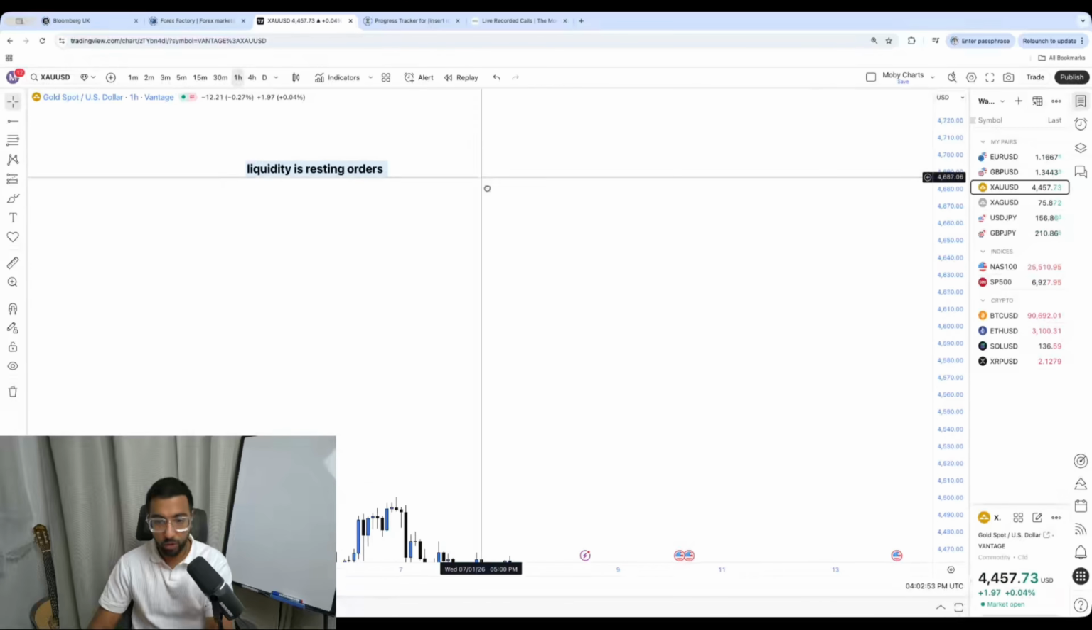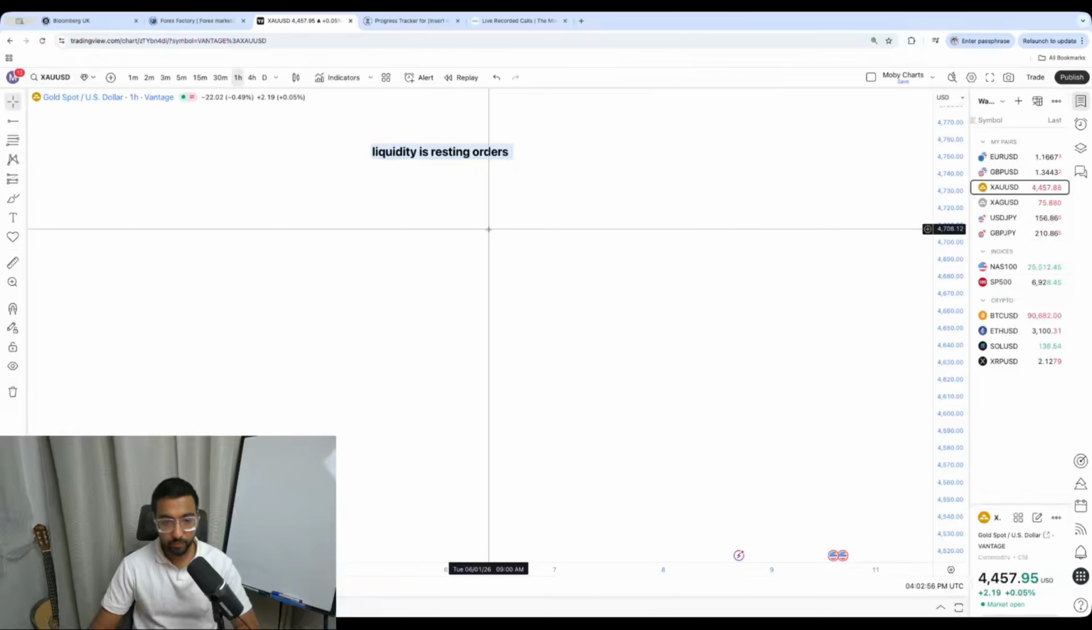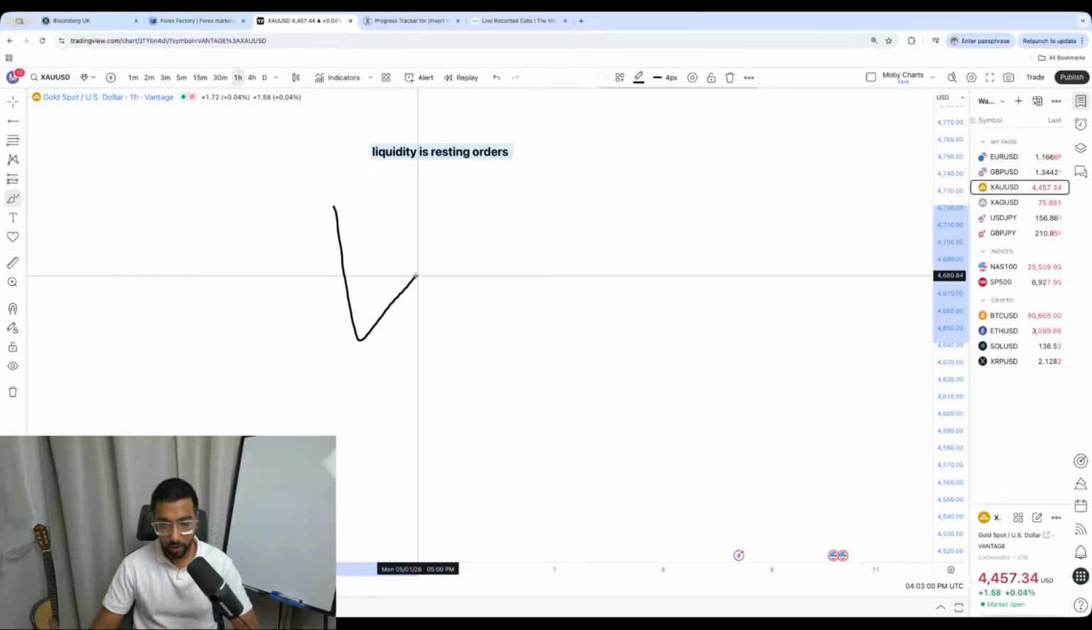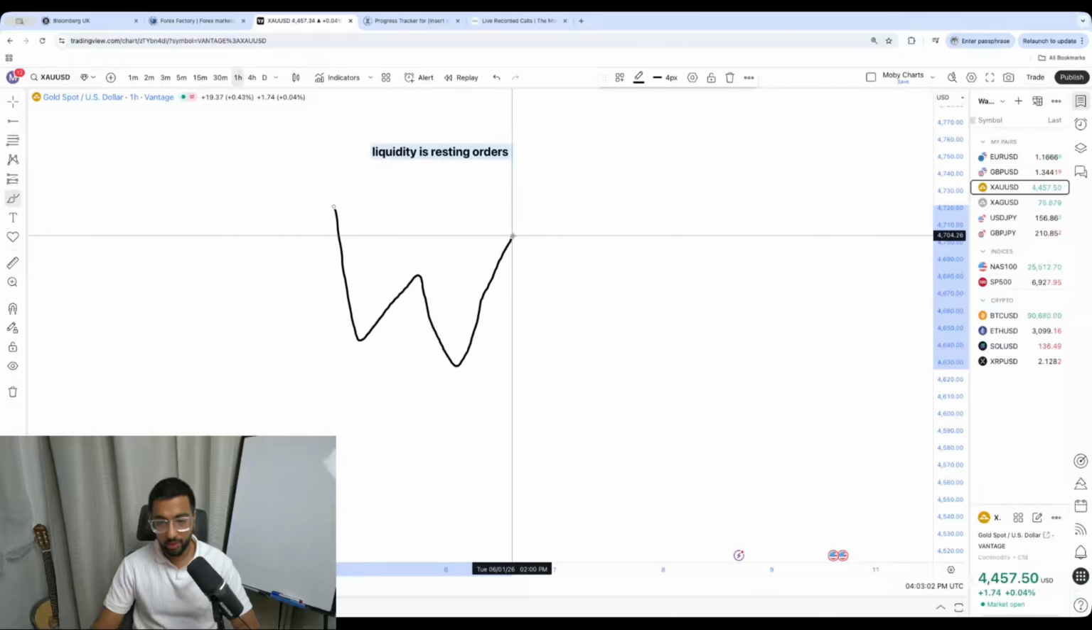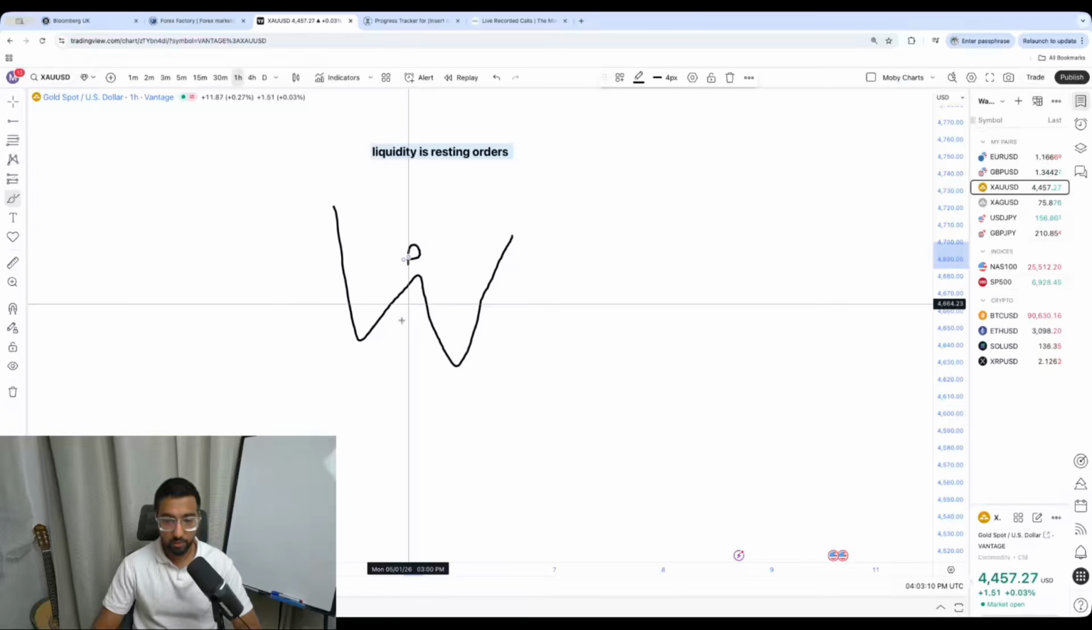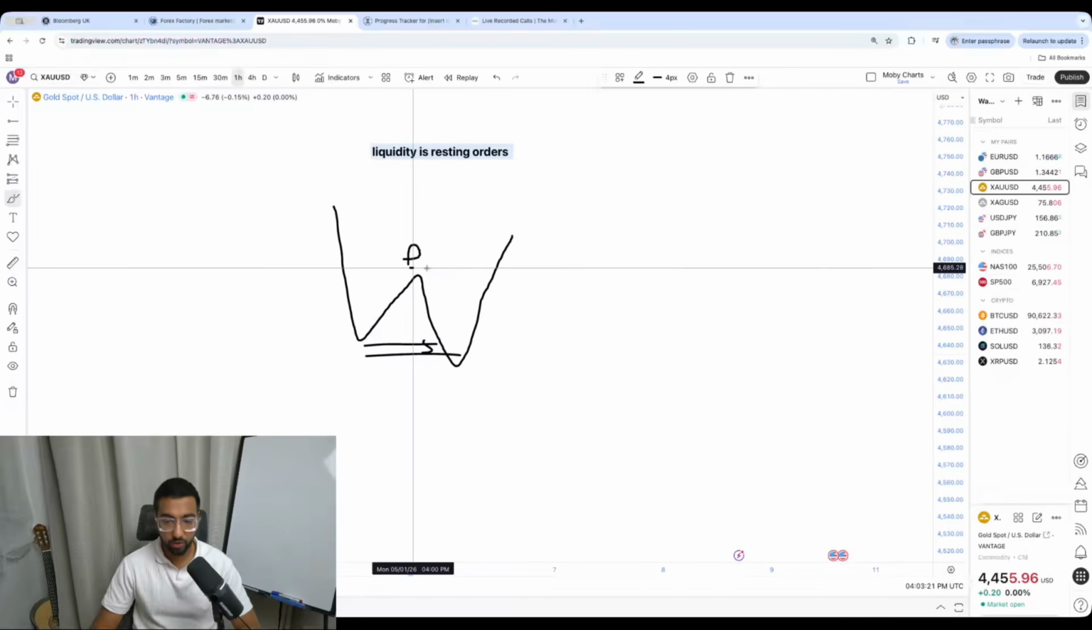Okay, so for example, let's say the market is going down, up, down, and then boom, like this. What has price done? Well, we had buyers over here, right? So buyers over here, buy orders in this area. We had sell orders in this area right here, right? Buyers, where was their stop loss? Well, their stop loss was here. Sellers, where was their stop loss? Well, their stop loss was here.